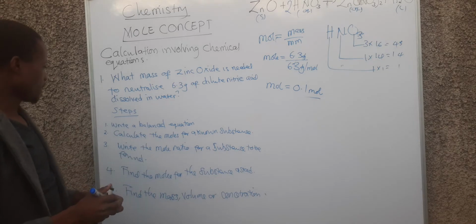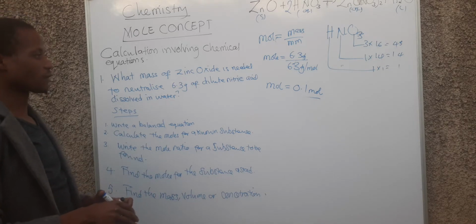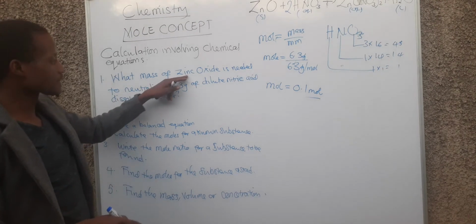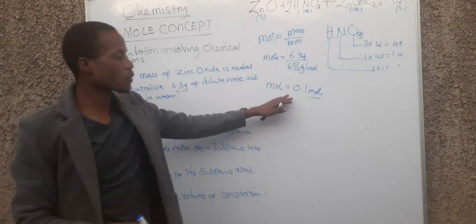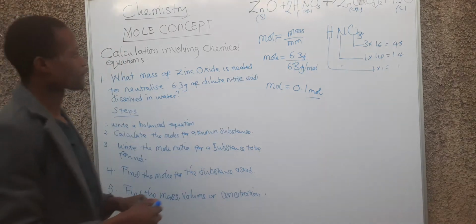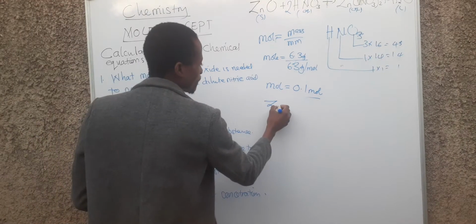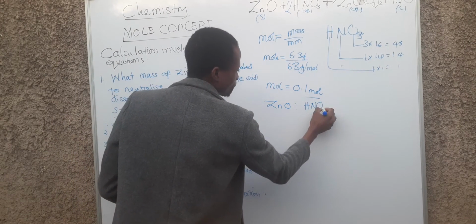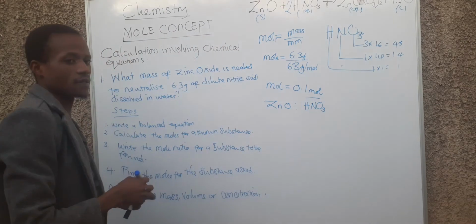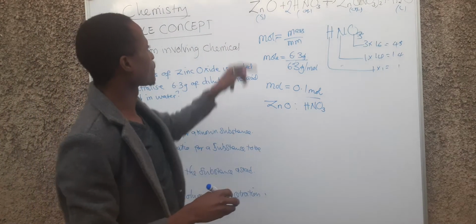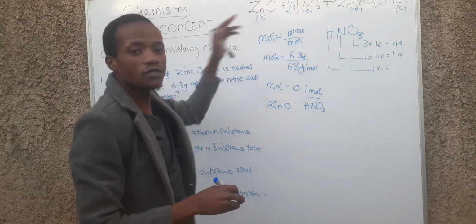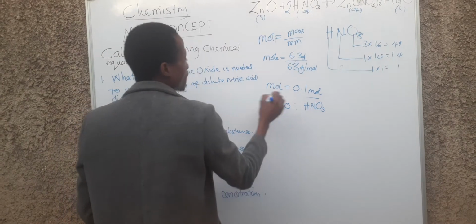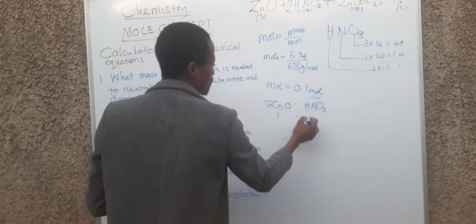So step 3, write the mole ratio for a substance to be found. So we write the mole ratio for a substance which has been asked and the substance whose number of moles we have found. So which will be zinc oxide to nitric acid. Zinc oxide to nitric acid. Then get the coefficients, the numbers which are in front of these compounds in a balanced chemical equation. So the number in front of zinc oxide is 1, the number in front of nitric acid is 2.